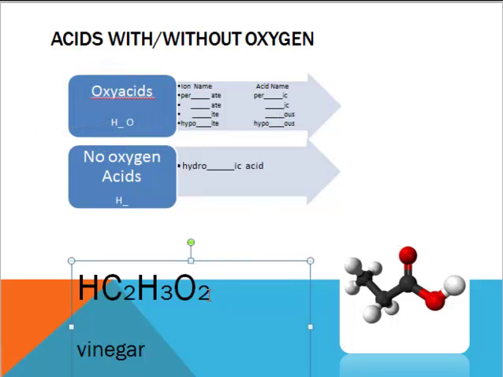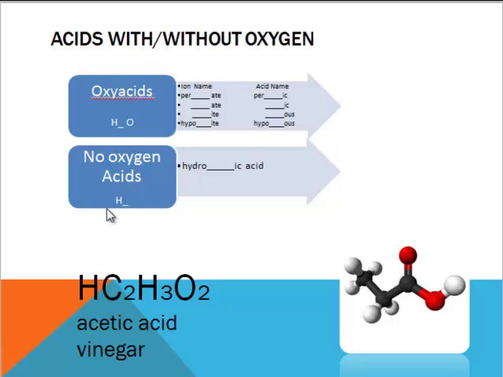So let me type in. Well, I went ahead and just typed in the name of the polyatomic ion. It was called acetate. And we said that the ate turns into an ic. So the name of this acid is called acetic acid. In common terms, it's called vinegar.